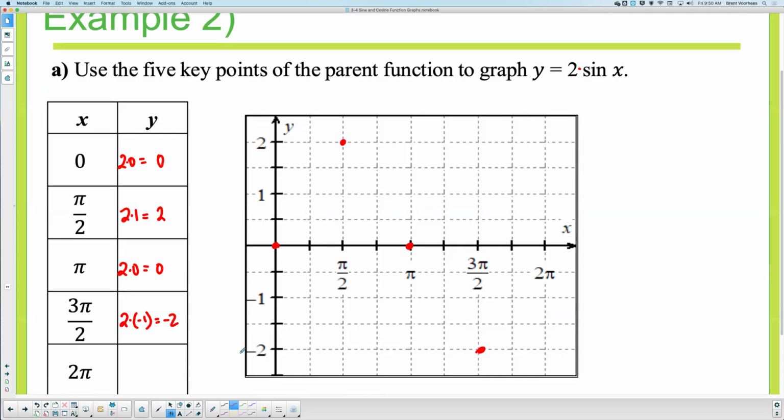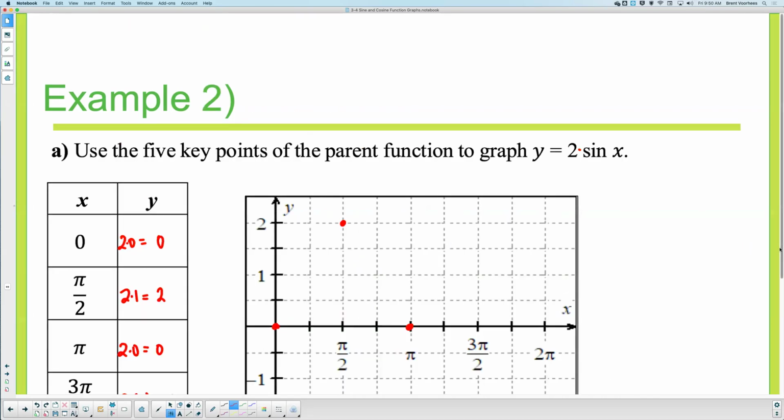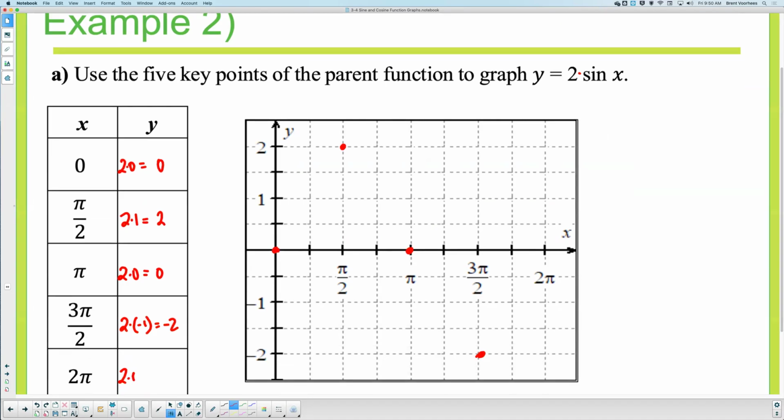And then finally at 2 pi. You can look back if you need to. At 2 pi, what's the y value, the sine value? 0. So it's 2 times 0. What's 2 times 0? 0. We're back to 0. Okay, connect your dots with the wave, and you will have your graph.